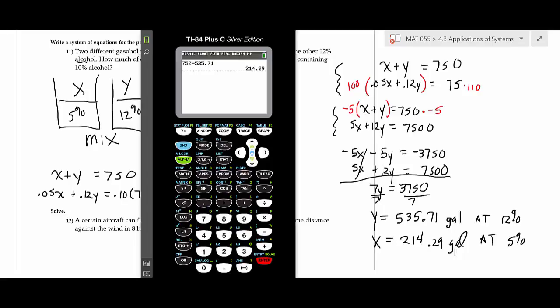Second one would be 0.12x plus 0.05y. And then when you do 10% of 750, you get 75. So if you took your calculator, 0.10 times 750. Then if you multiply both sides of this by 100, you would get this system. x plus y equals 750, 12x plus 5y equals 7,500. Okay, then that's where you take this from here.